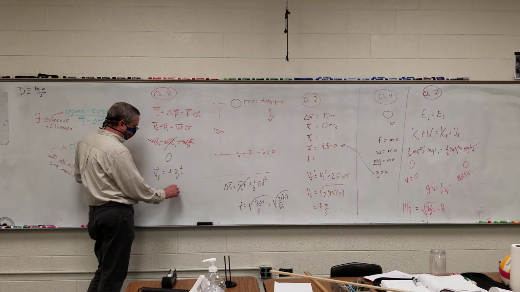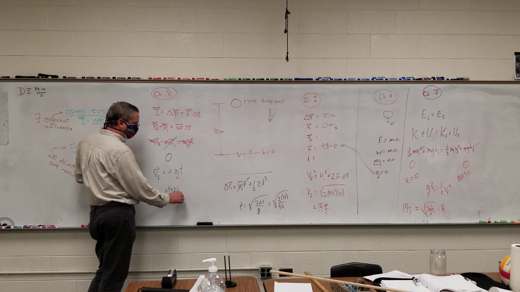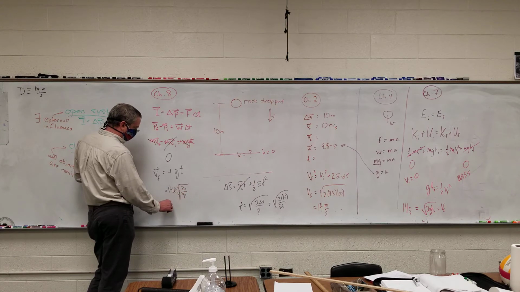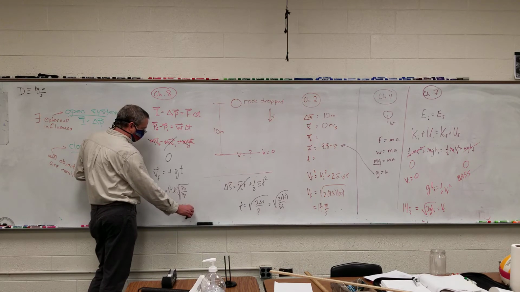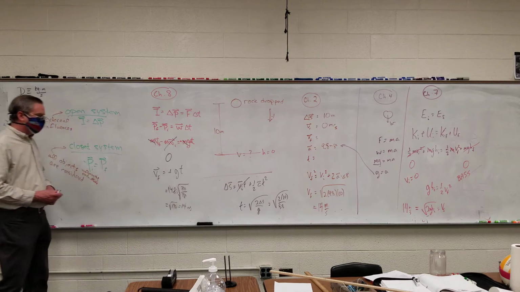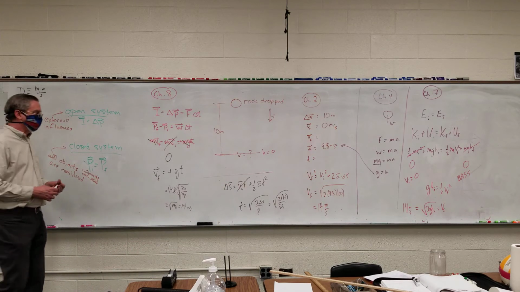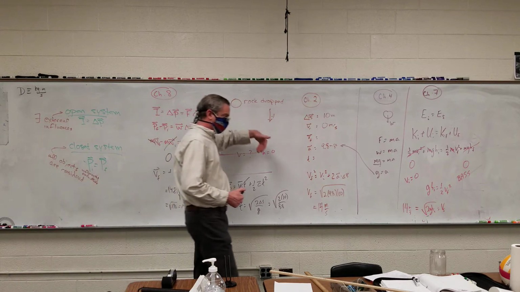And so this is 9.8 times that square root of 20 over 9.8, which will end up being the square root of 196, which is 14. It is positive, so therefore it is in the positive direction, which is down.